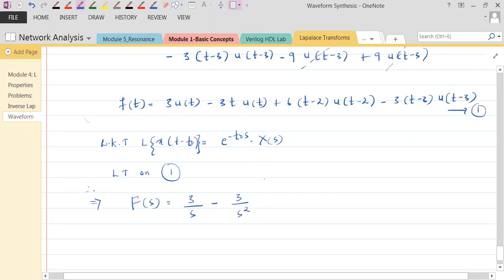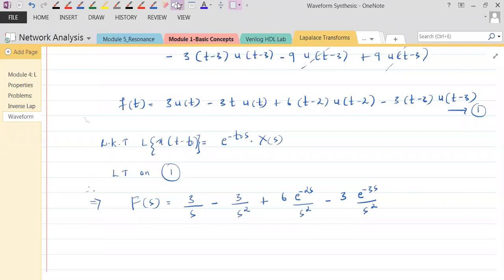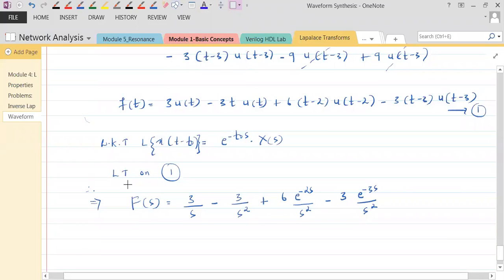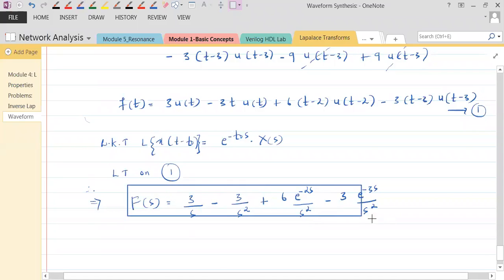U of t is just a range defining function here, plus 6 into shift. The shift is minus 2, so it's e power minus 2s is the shift, and the basic function is t, so it is divided by s square. And it's minus 3. Okay, the shift is minus 3, so it's minus 3 e power minus 3s divided by s square. So this is how the things happened. So this is F of s, which they wanted us to find out for the given function.